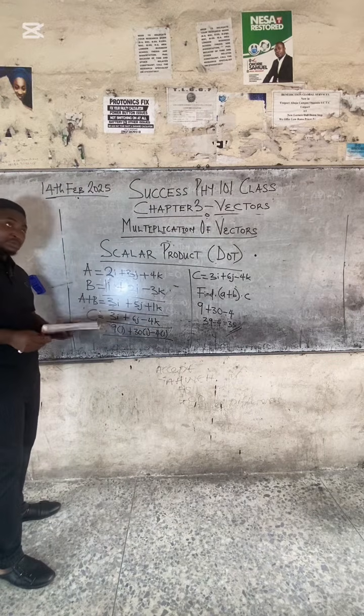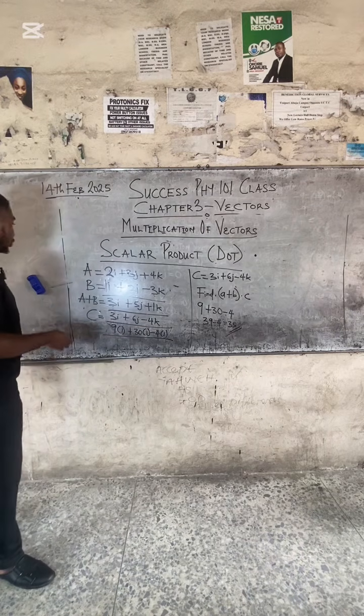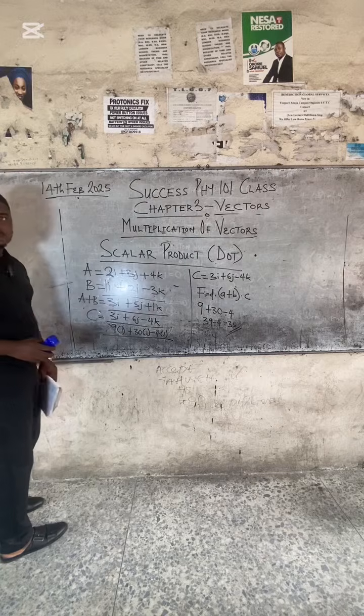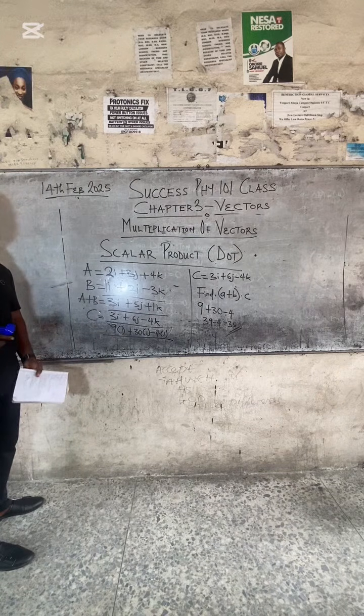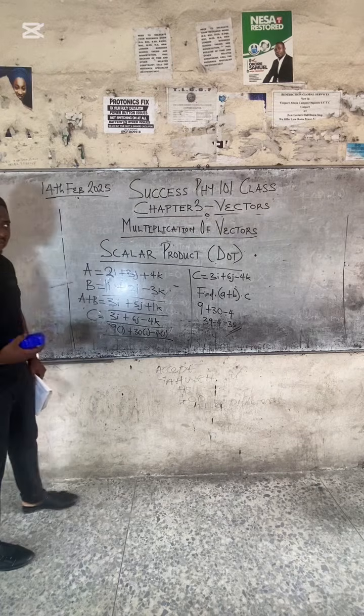This is dot product. Now let's go to cross product or vector product. If you didn't get it, remember that there's a video to go and watch again. Watch again till you get it.